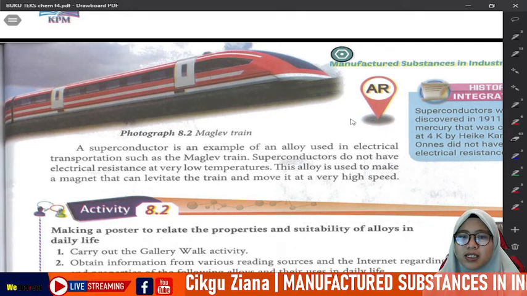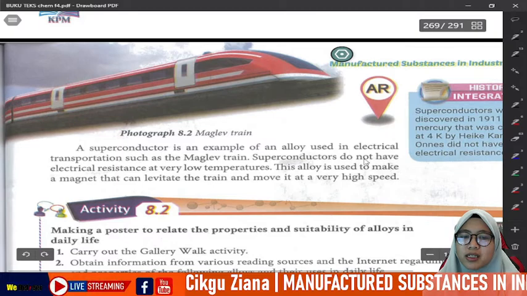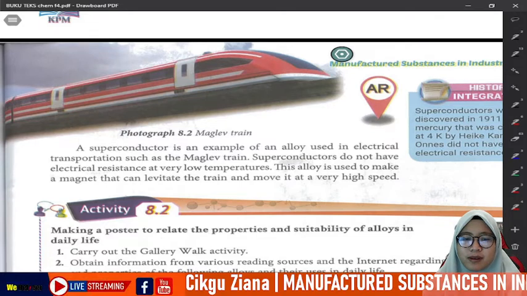Ni tertinggal lagi satu. Okay, superconductor. What is a superconductor? Ini contohnya maglev train. Maglev train ni superconductor do not have electrical resistance. Ya, cikgu tengah present yang di end ni je. Tak nampak pula yang cikgu present yang superconductor semua tu. Itu kat slide saya. Patutnya cikgu ambil yang satu lagi ni. Sekejap ya nak.